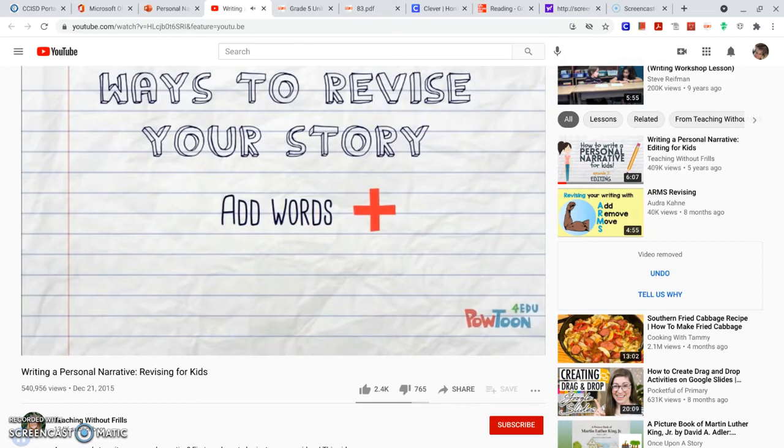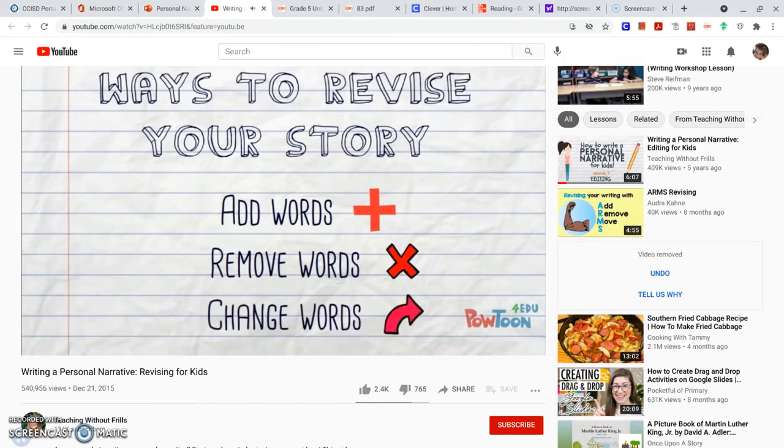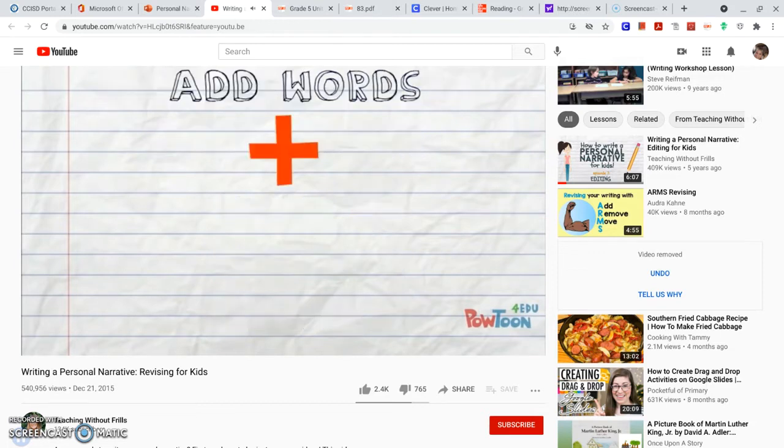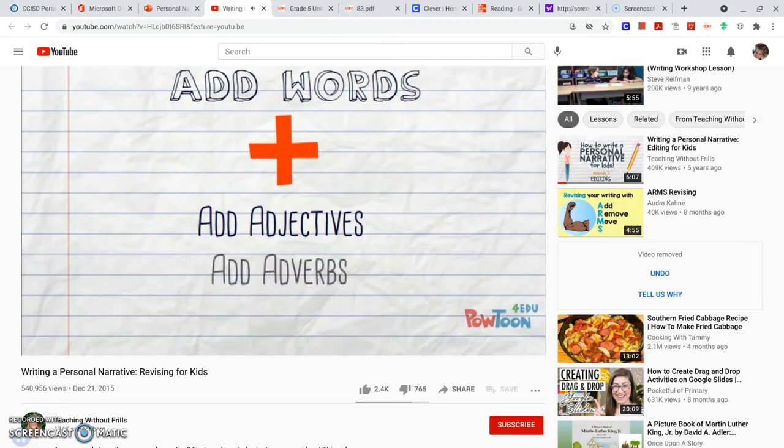You can add words and sentences to add detail. You can remove words that are unnecessary or that don't make sense. And you can change words to make your story more interesting. When you add words, you can add adjectives, which describe the people, places, and things in your story. You can add adverbs, which describe the actions or verbs in your story. Or you can add more details about things that happened.